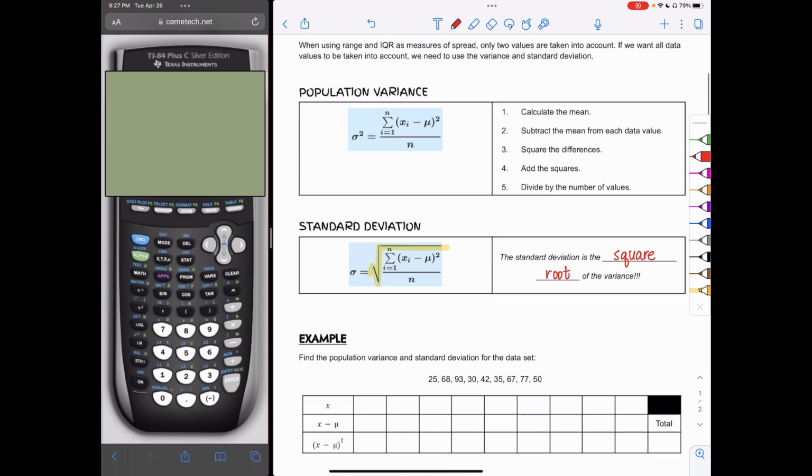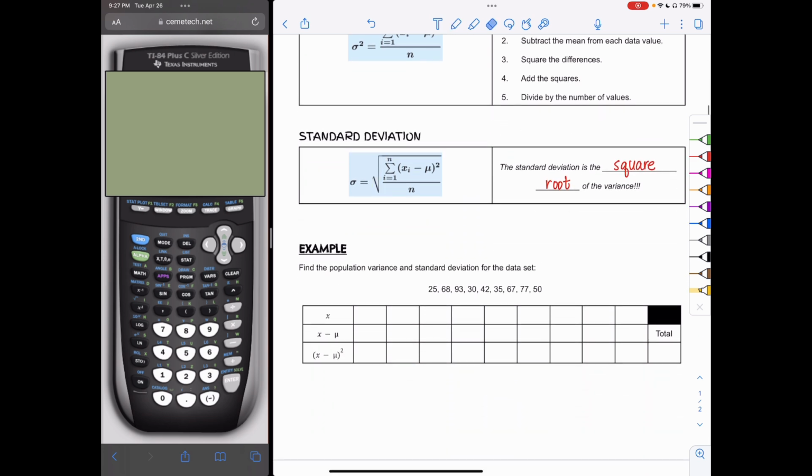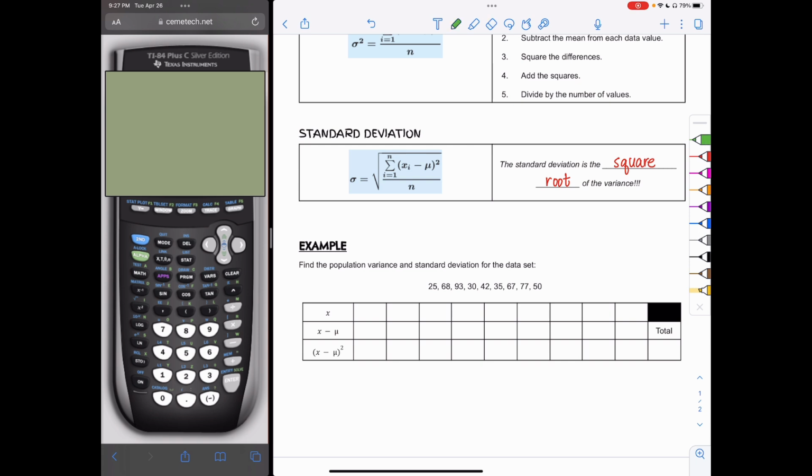So let's look at an example. For this example, it says that we want to find the population variance and standard deviation for the data set. So we have our values, and we're going to put those in the table for X, and I'm using this table to keep me organized. So we're going to have 25, 68, 93, 30, 42, 35, 67, 77, and 50. Now we need to find our x values minus our mean.